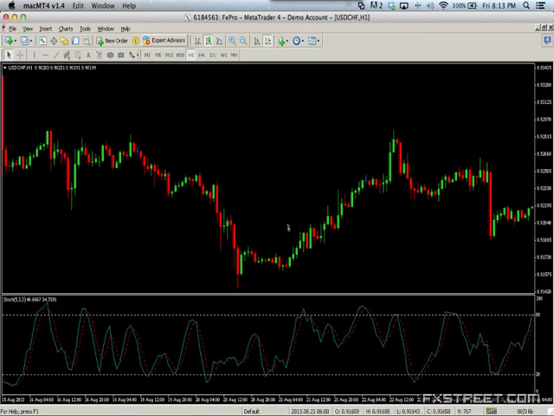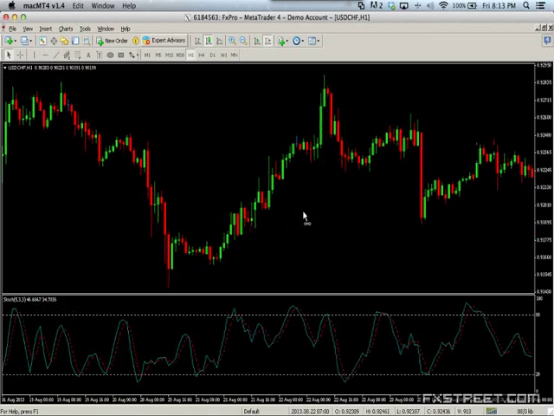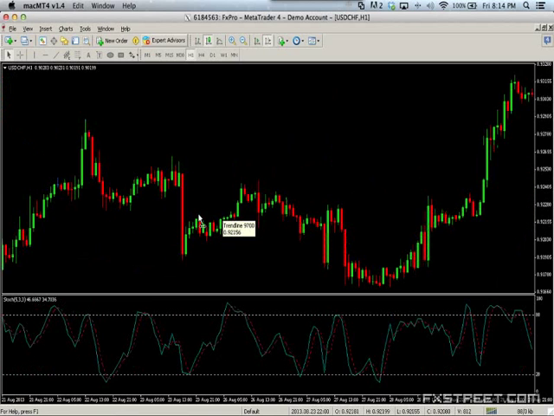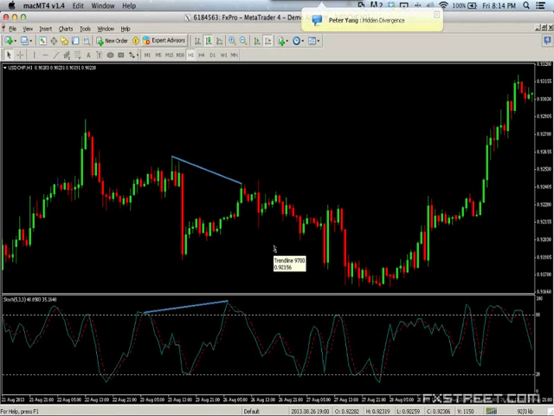Let me show you guys some more opposites that we can deal with. Would you say this is an opposite? Now we're working with the tops. From this high to this high, and this high to this high. Do we have an opposite? Yes. Very good.